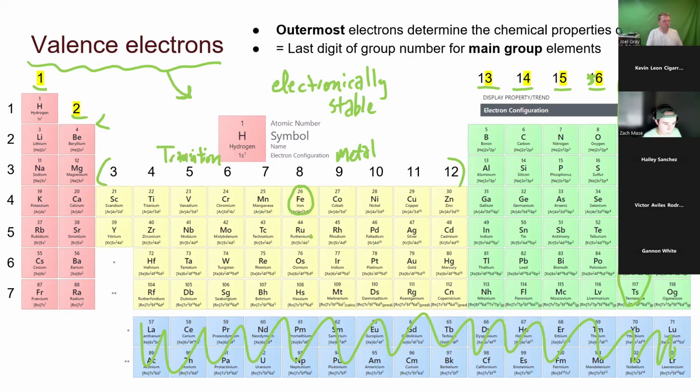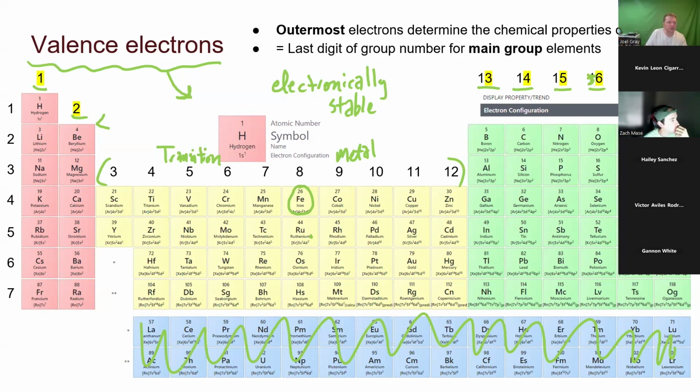Now, fluorine with 7 valence electrons gains one, and then it's as happy as a noble gas. Can you tell me in the chat how many electrons something like oxygen would want to gain in order to attain that same happiness? Perfect. 2.